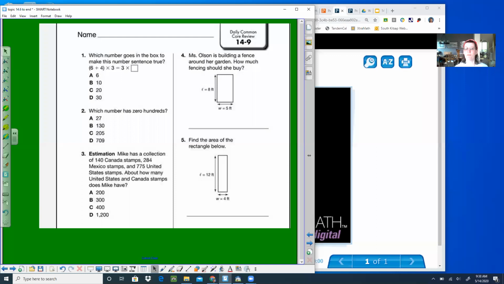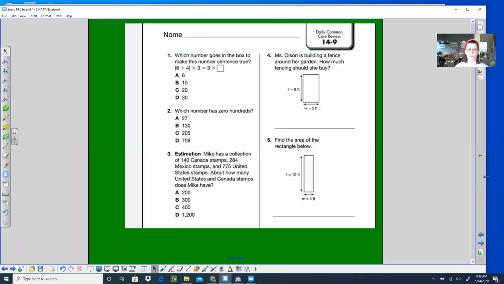Okay, hopefully you have your digital version of your Common Core up and ready so that you could be doing it while I'm giving you the hints. Number one, which number goes in the box to make this number sentence true? One thing I want you to notice is I've got a multiplication sign and I've got a multiplication sign. I have a 3, I have a 3. Now, whatever this totals in the parentheses needs to equal what you put in the box there.